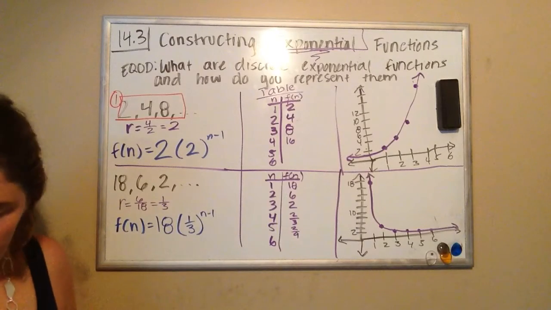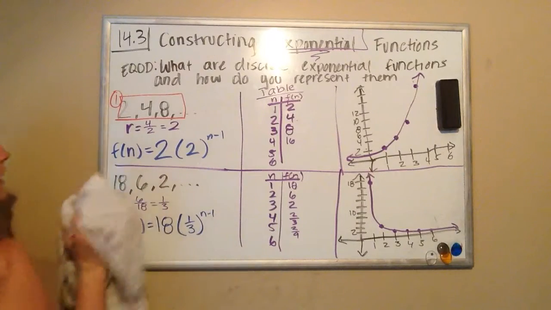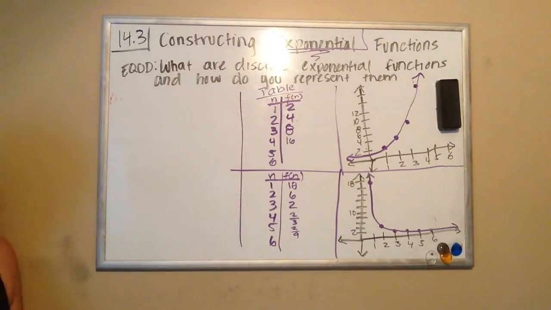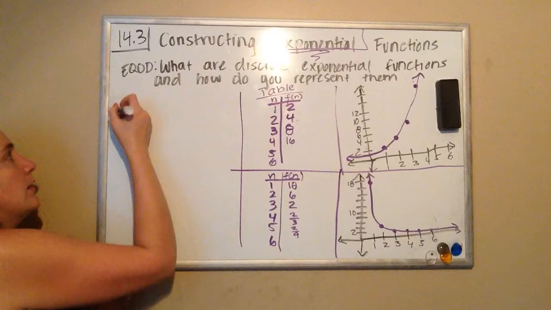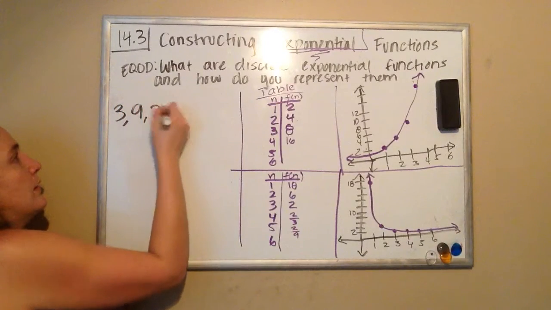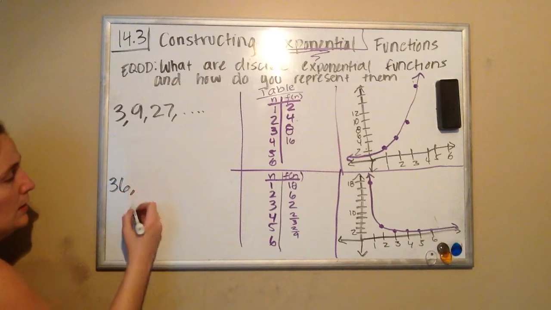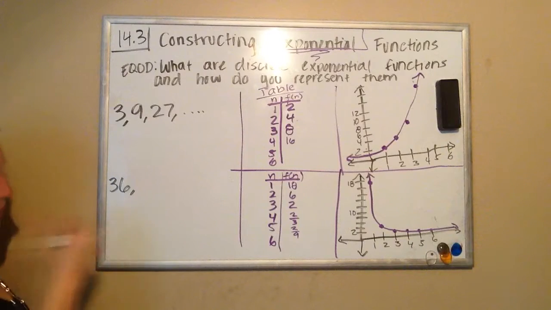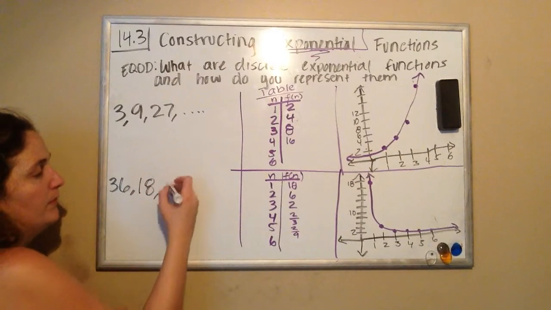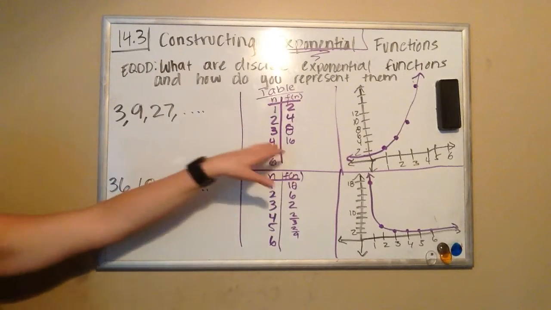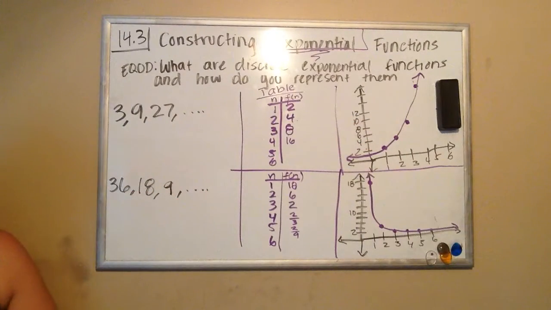Alright, so I'm going to give you two different sequences. I'm just going to erase these. I want you to do exactly what we just did. So represent them as an equation, a table, and a graph. First sequence: 3, 9, 27, etc. The next one: 36, 18, 9, etc. Okay? So remember, you're representing these as an equation, a table, and a graph, and you're doing it on the left-hand side. Alright, go ahead and pause the video now and get those completed.